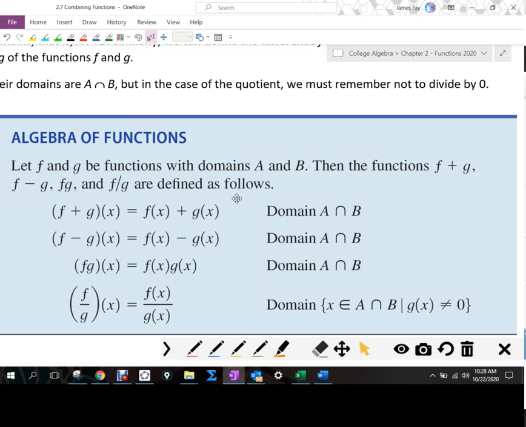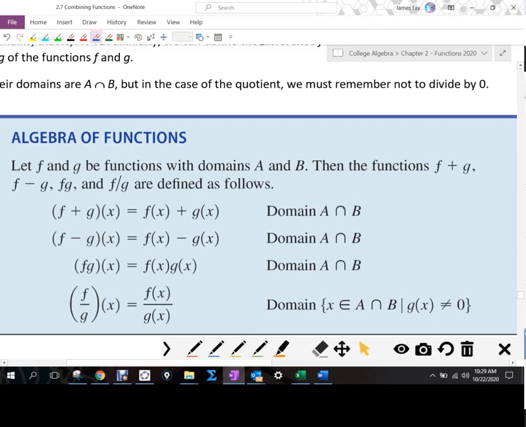They're saying if F has a domain of A, okay, so A is a set of a bunch of X values that work for F, that give me an output for F, and B is the domain for G, so B is a set of X values that give me an output for the function G, okay? Then when I add F and G together, when I subtract F and G, multiply them or divide them, the domain for all of those is the intersection of A and B, or the overlap.